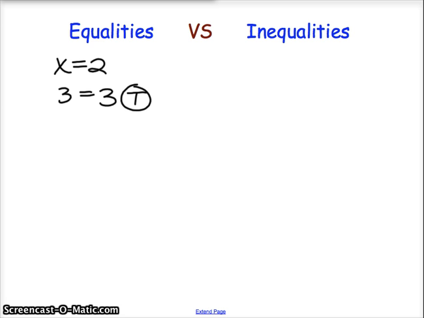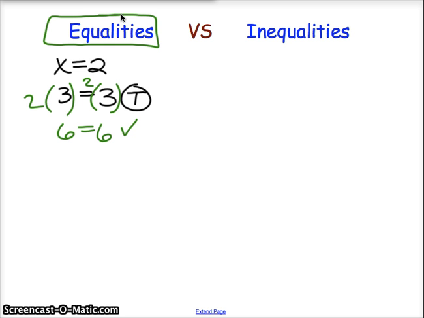For example, if we multiply both of these sides by 2, you're going to get 6 equals 6. That's still a true statement. As long as you do the same thing to both sides, you will maintain the balance and keep the equality true. So equalities, addition, subtraction, multiplication, and division by the same number on both sides maintains the truth.